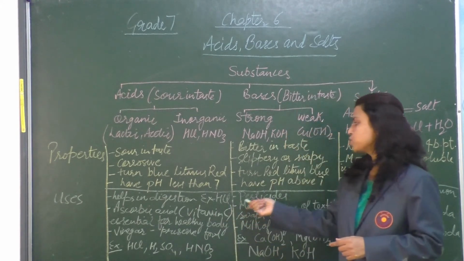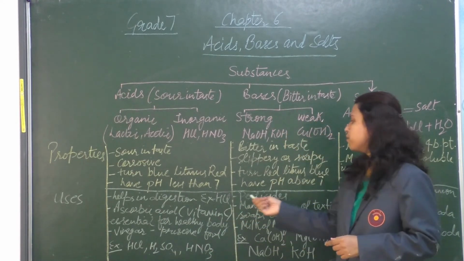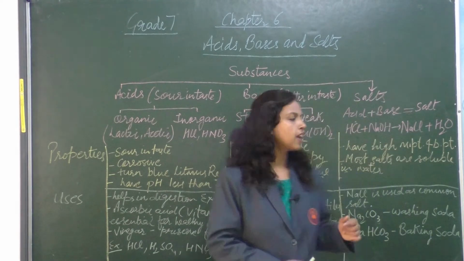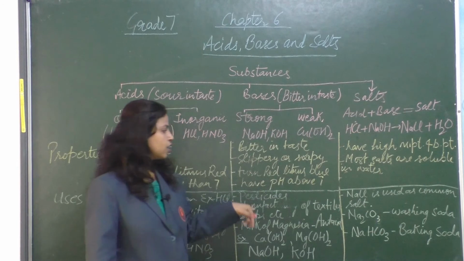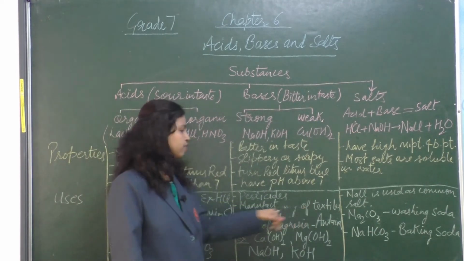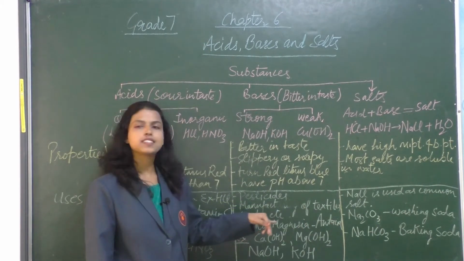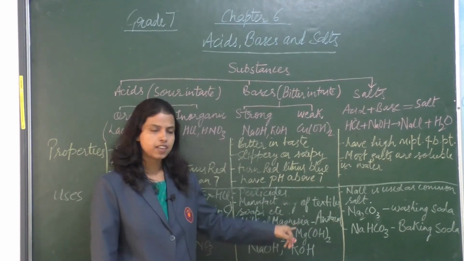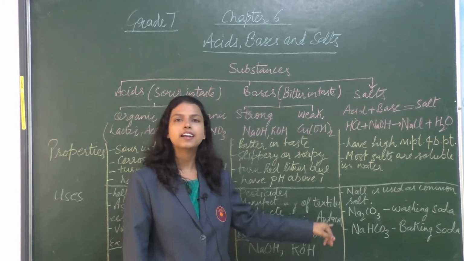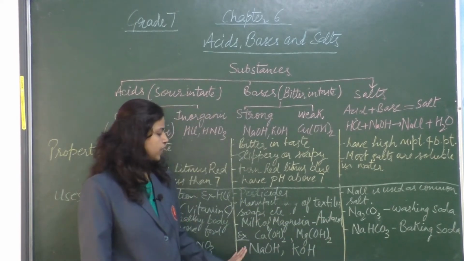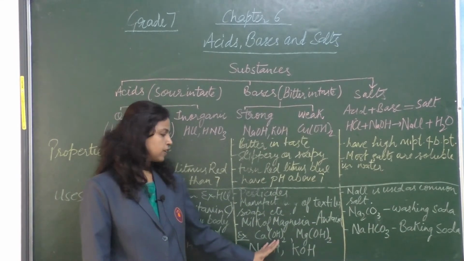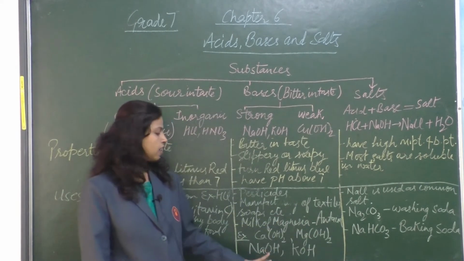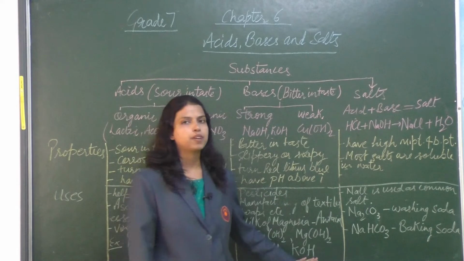Now we move to uses of bases. Bases are used in the production of pesticides. Then they are used in the manufacturing of textiles, soaps, etc. Milk of magnesia is a base, it is used as antacid. So examples of bases are copper hydroxide, calcium hydroxide, magnesium hydroxide, sodium hydroxide, potassium hydroxide.